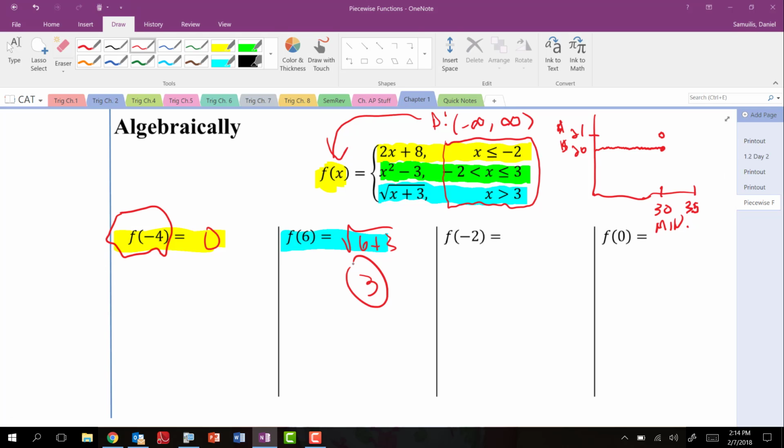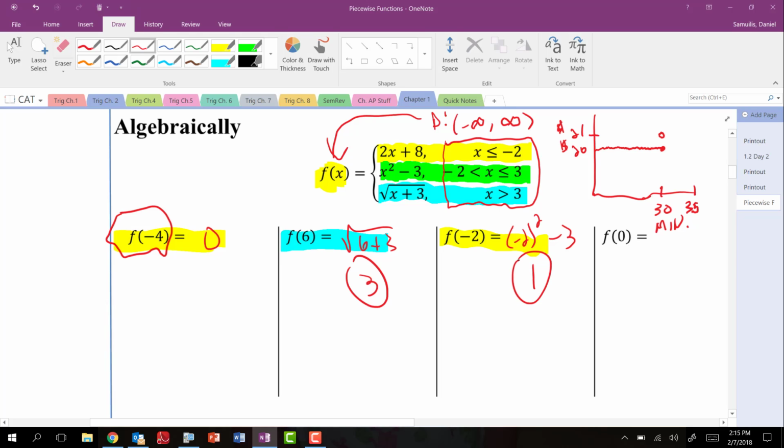Okay. Where does negative 2? Oh, okay. Now this one's okay if you get it wrong. What color should I color that one? It is actually yellow. Negative 2 is in this interval, that top one. This is between negative 2 and 3, but not including negative 2. So what's negative 2 squared? 4. Minus 3. 1. Man, I'm being a jerk today.